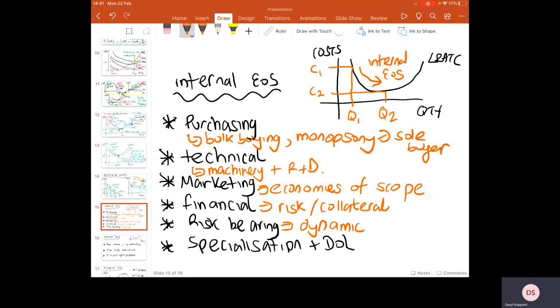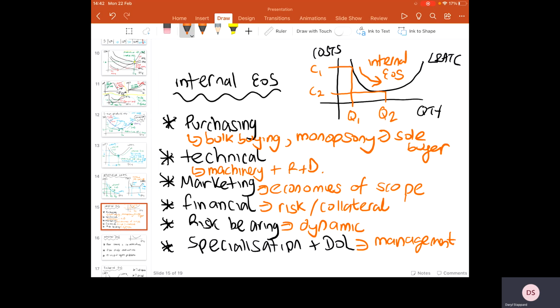The last one, specialisation and division of labour. Now, because bigger firms have got more jobs that need to be completed and they're producing more output, they can often employ specialist staff. So they can employ expert research and development managers, production line managers, human resources specialists, marketing experts. Because they can attract and employ these hugely highly qualified people, they're often able to find more ways of improving productivity that smaller businesses would not be able to do.